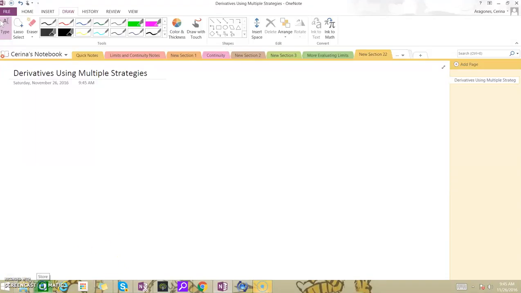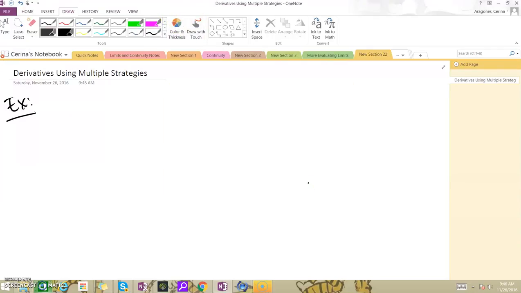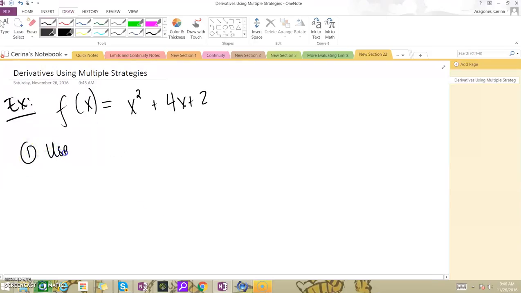So now that you know the definition of derivative, we're going to try to apply it, as well as use it to kind of verify the things we already know using the power rule. So for example, if we give you a function f of x equals x squared plus 4x plus 2, you can try to find the derivative f prime of x using 3 different methods. One, you can use the definition of the derivative.